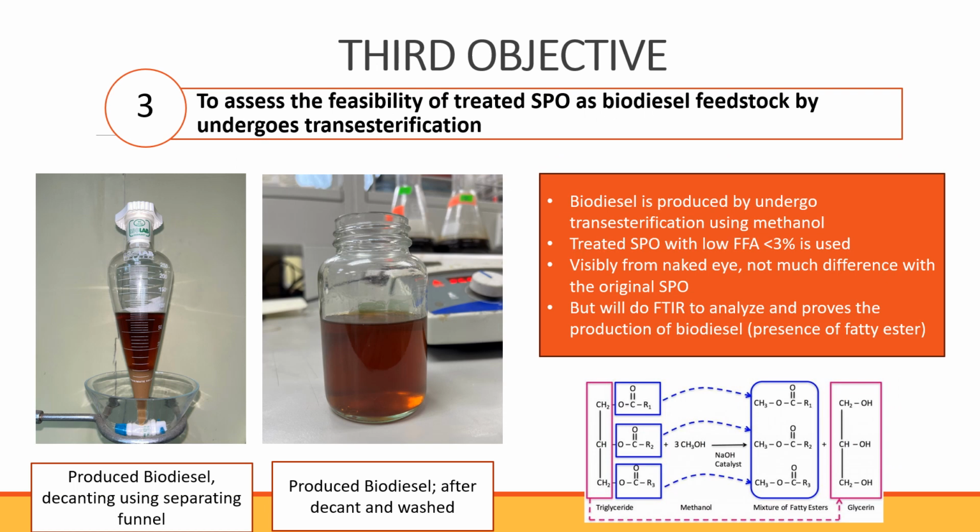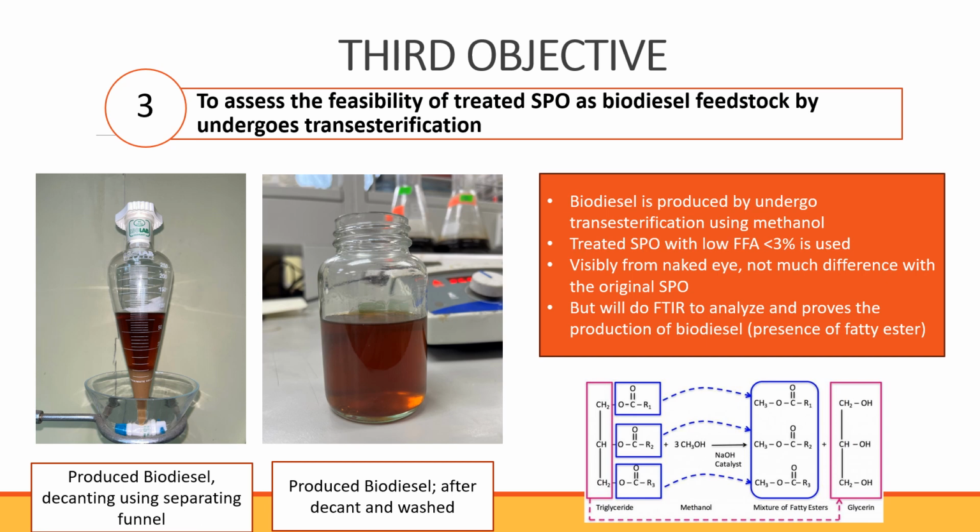So for the third objective, we successfully produced the biodiesel by undergoing transesterification using methanol. We heated the process for 3 hours at 65 degrees Celsius, not so high a temperature. So this is how it looks after we produce it. We just put it into the separating funnel to decant the glycerol and other sediment to get the pure biodiesel.